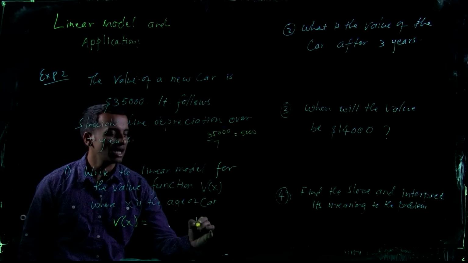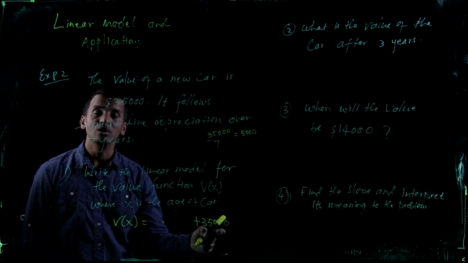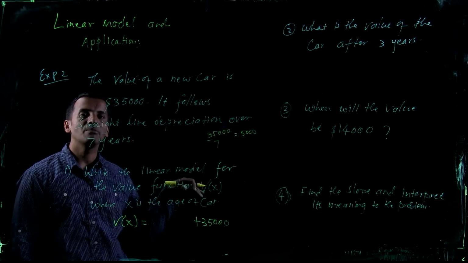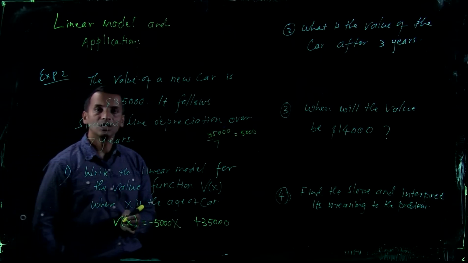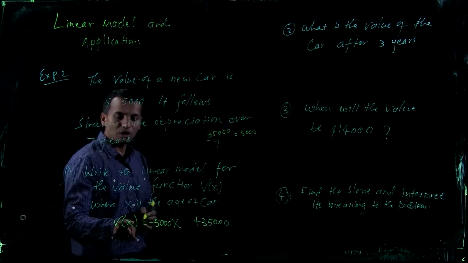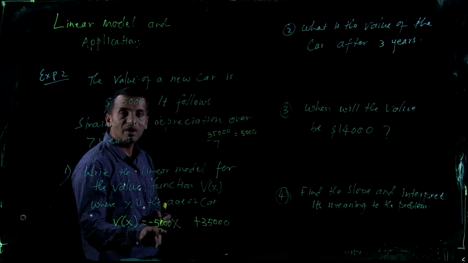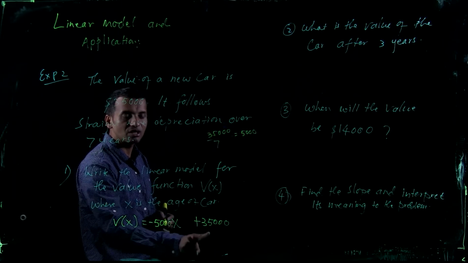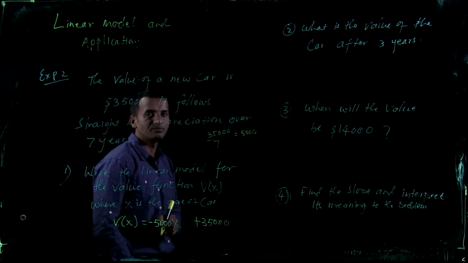V of x will be, the current value is 35,000, that is the initial value, or b, the y-intercept. And the rate of change is decreasing by 5,000 every year, so it will be negative 5,000x plus 35,000. This is the value function, where x is the number of years. To find the value after 1 year, plug in 1: negative 5,000 plus 35,000 is 30,000.